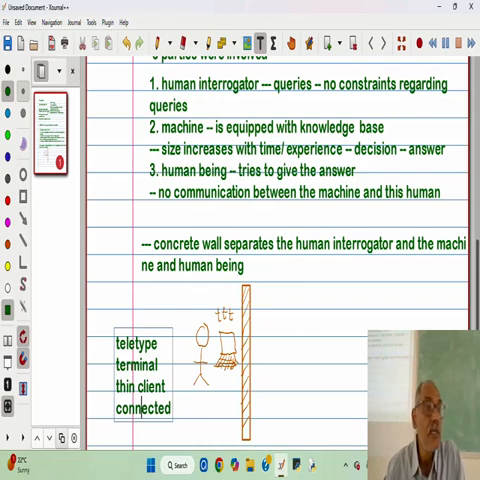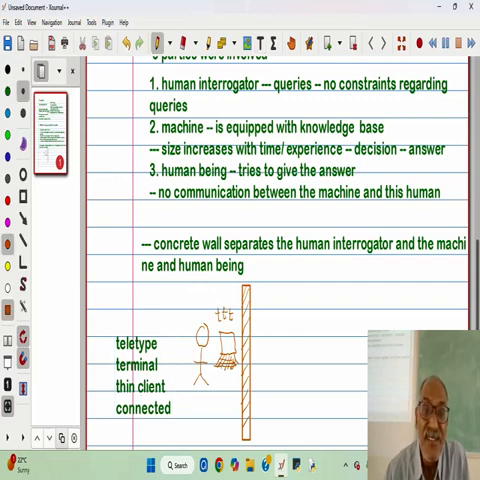Connected means they are going to be in the network. Are you all with me? Understand what I mean to say? So if you allow me, I would be calling this the human interrogator. A concrete wall, I said, separates the human interrogator and the other two parties. Are you with me? So I said this human interrogator would be working with this teletype terminal.